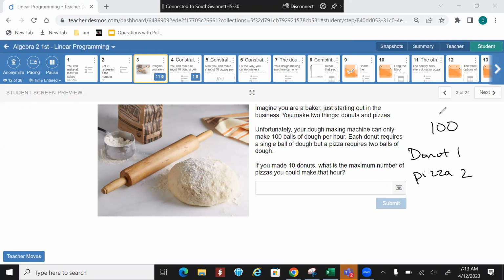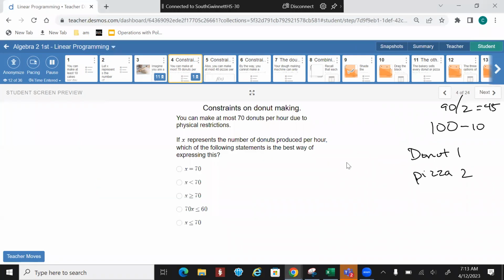Okay. So he did 100 minus 10. That gave us 90. 90 divided by 2 gave us 45. Right? Good. All right. Slide number 4.